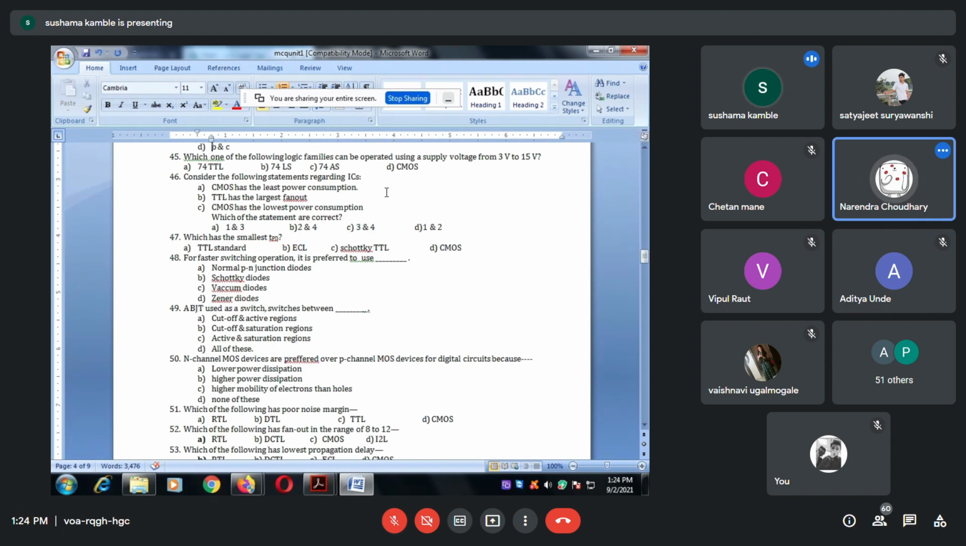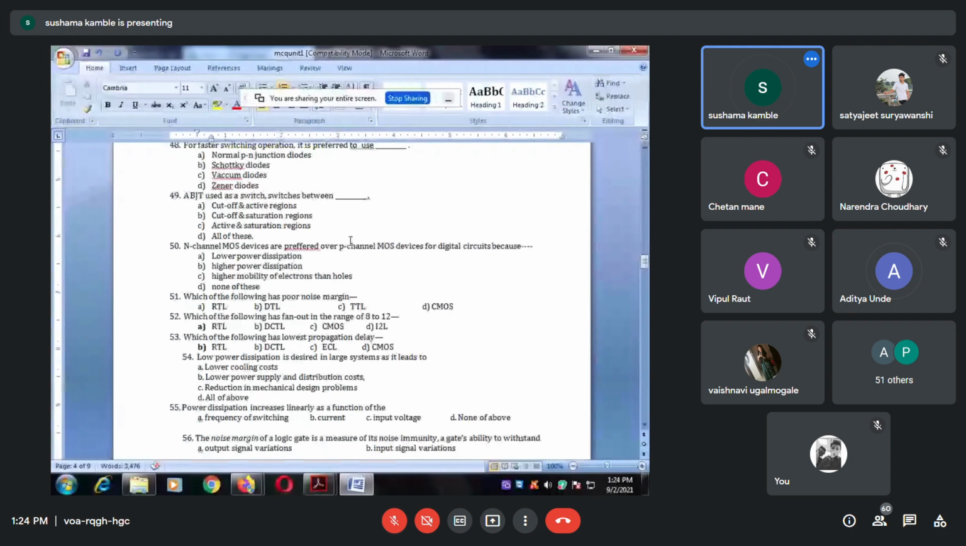0.1 millivolt. And TTL has the largest fan out. CMOS is 50, so that can't be correct. CMOS fan out of 50 is higher, so this option is cancelled. CMOS has the lowest power consumption. Least and lowest, same thing. And D is not an option at all. So 1 and 3 are correct.